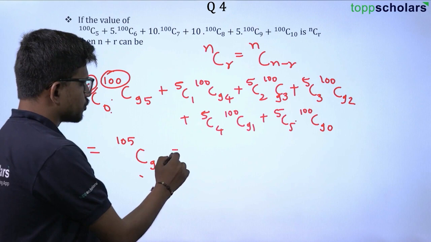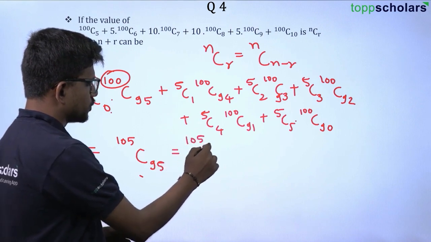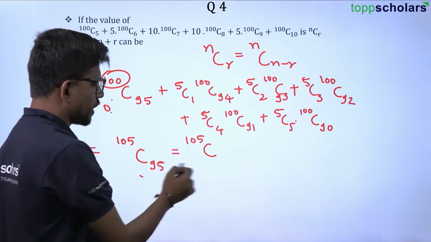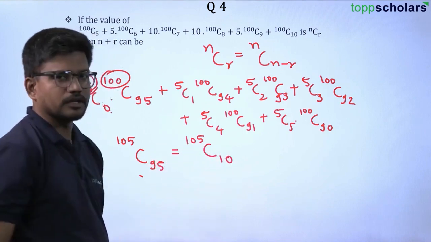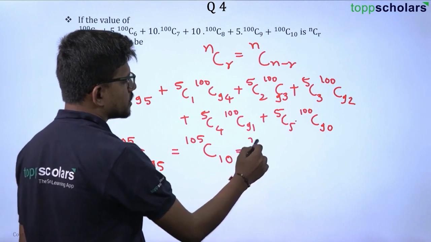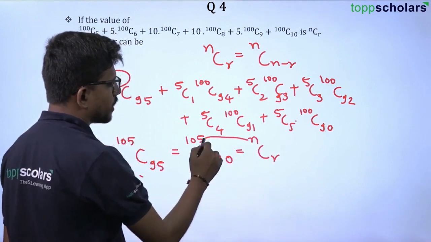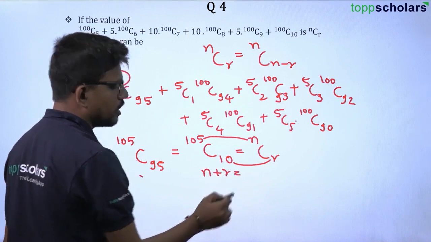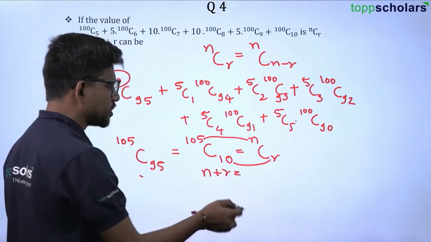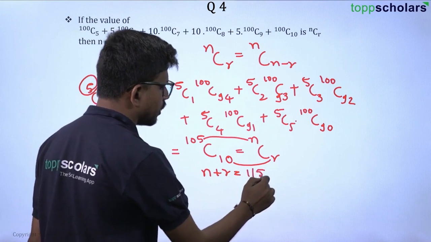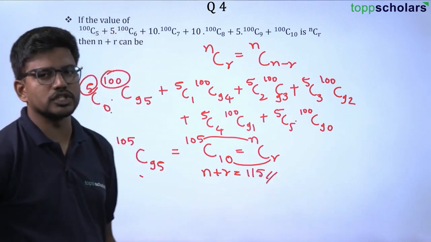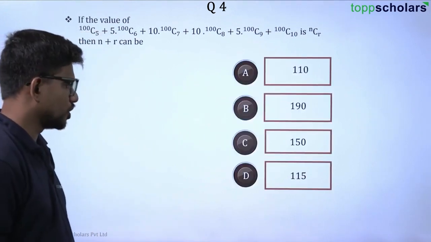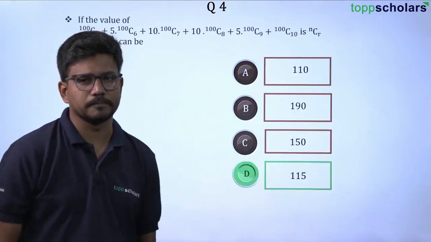So this can also be written using NCR equal to NCn minus r. So 105 minus 95 subtraction would be 10. So as you can see, NCR, n value is 105 and r value is 10. So n plus r comes out to be 105 plus 10, which is equal to 115. So the correct answer to the question should be 115. Let us check with the options. So option D is definitely fine, right?